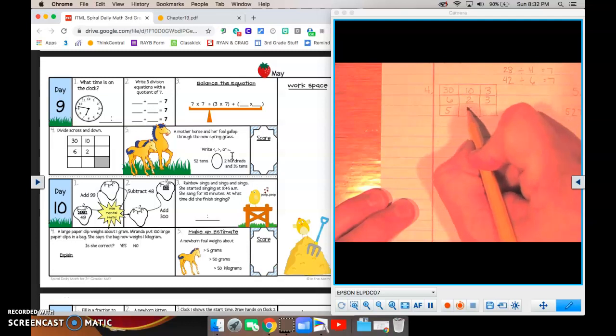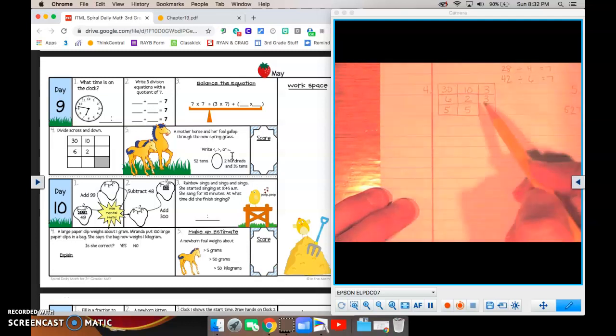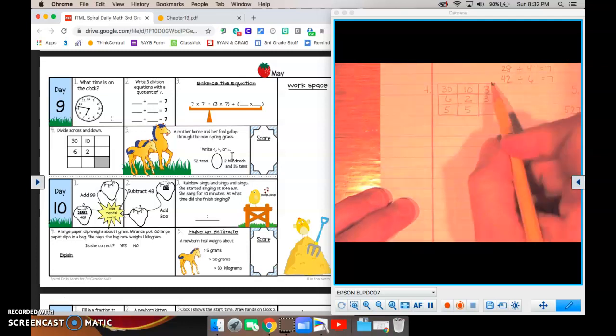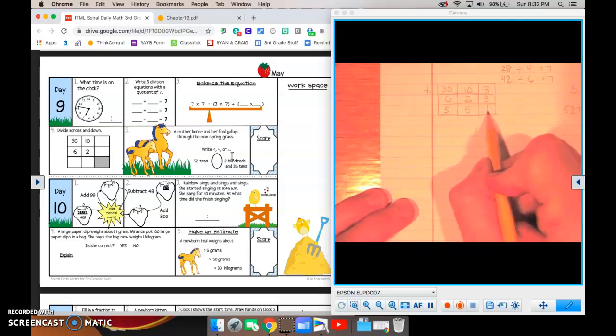And 10 divided by 2. Split 10 in half is 5. This one is shaded out right here. But it could be 1, right? 3 divided by 3 is 1. 5 divided by 5 is 1.